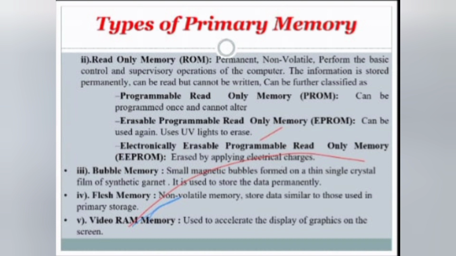So whatever the graphical representation, for example, you can see graphics, movies and all, that is called video RAM memory. RAM is nothing but random access memory. Next, here we have a few more examples of output devices.